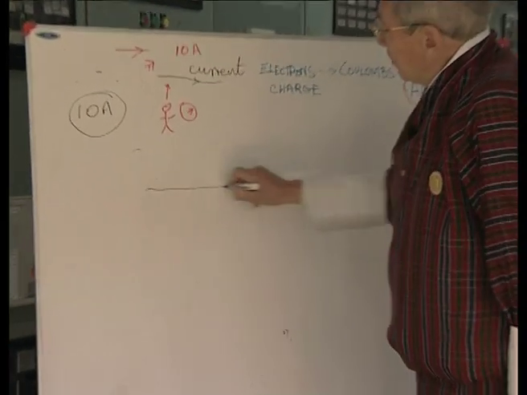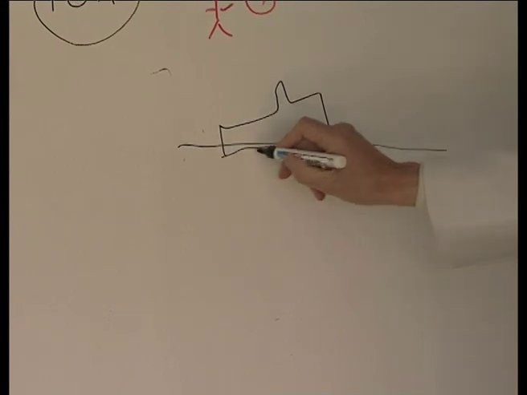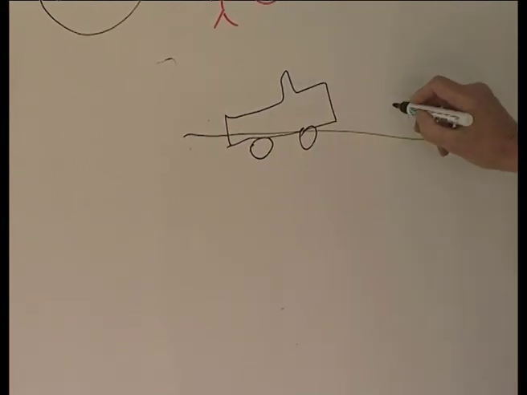Let me draw my road with the 2 trucks on again. You know they're trucks because they've got wheels on the bottom.